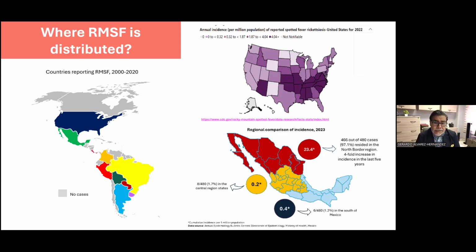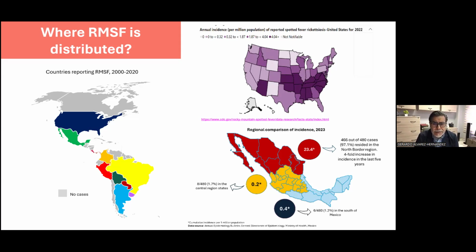For instance, in the US, the annual incidence is roughly 3 cases per 1 million inhabitants, with some states showing rates above 4 cases per million inhabitants.